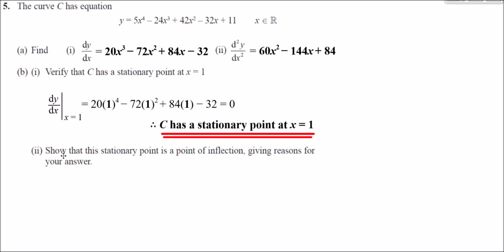B part 2. Now we need to show that the stationary point is a point of inflection, giving reasons for your answer. To find if it's a point of inflection or not, this is why we need to use d squared y over dx squared.